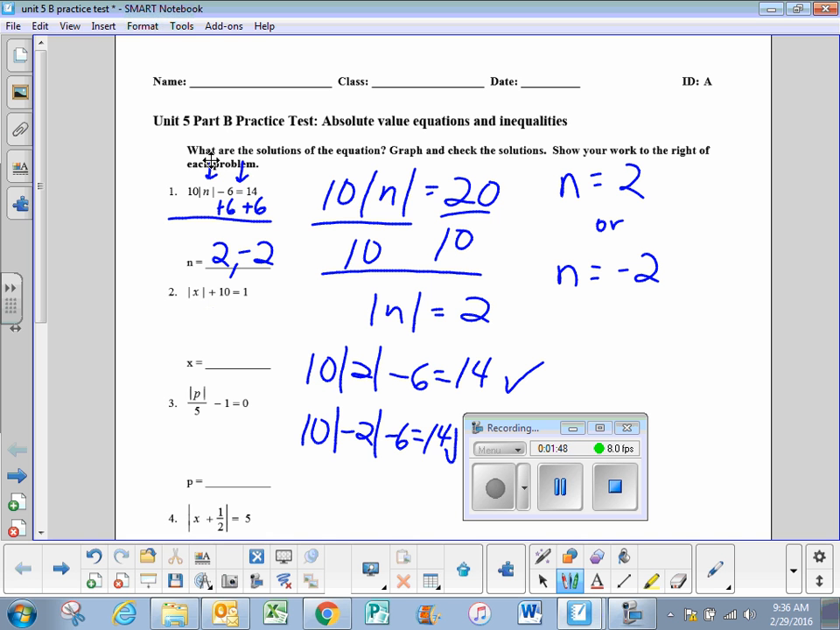Number 2 is very similar. I'd subtract 10 from both sides, except here is where I have to notice, wait a minute, I can't take the absolute value of a number and get a negative, so there's no solution.